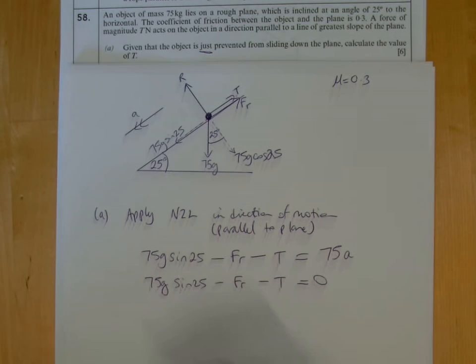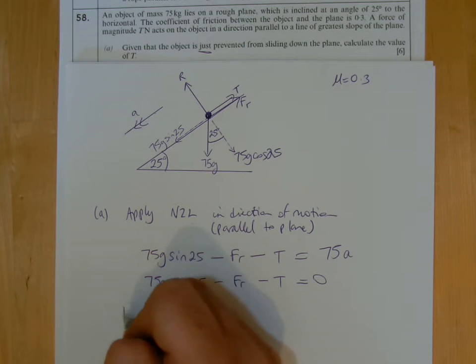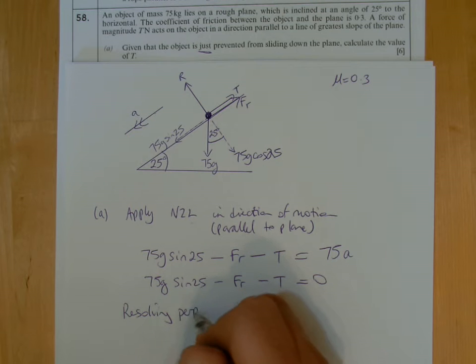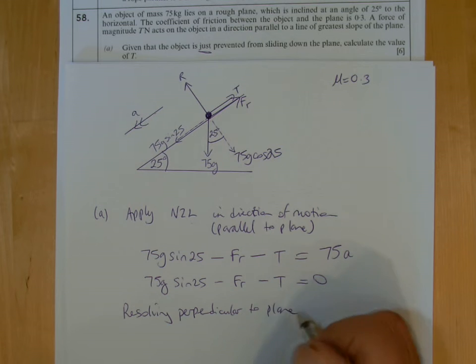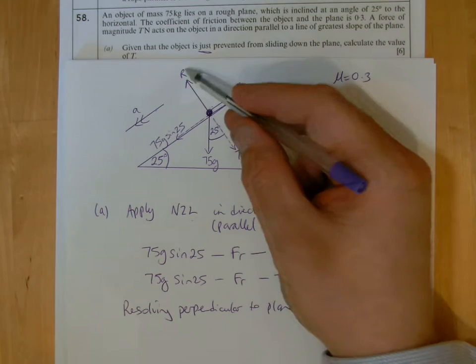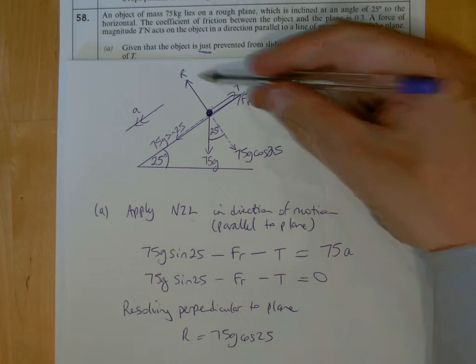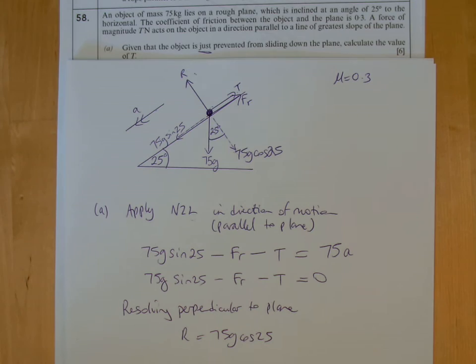Now we can also resolve perpendicular to the plane. Again, apply Newton's second law, or just think about it, appreciating that there's no acceleration perpendicular to the plane. The object isn't jumping up and down here; it's staying attached to that plane. So R will equal 75g cos 25, so that balances out with the force opposing it there.